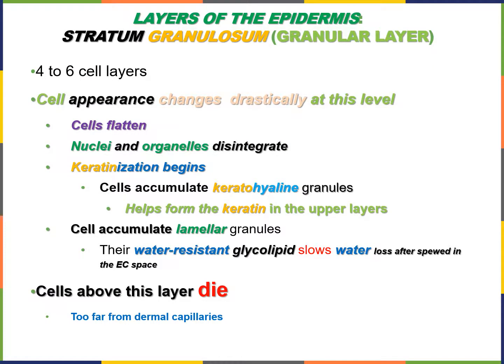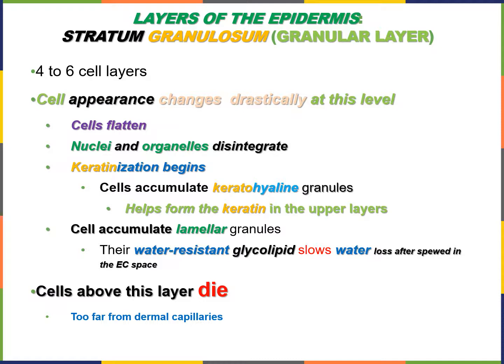The stratum granulosum, so named because it's going to look granular, with some granules throughout it, is 4 to 6 or so layers thick. Here the cells change drastically in their appearance. They no longer really look cuboidal. They're starting to flatten out. You're going to start to see the cells' nucleus and organelles start to degenerate. And here's where we're going to have true keratinization begin.